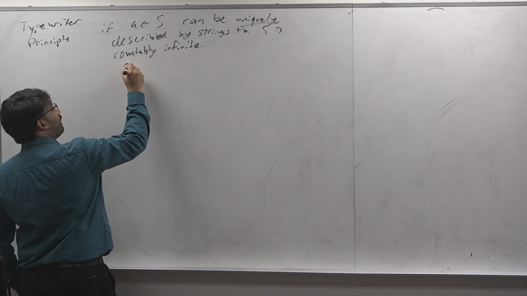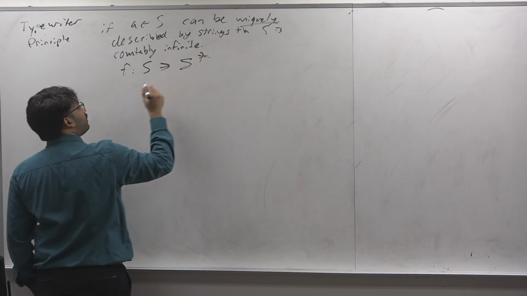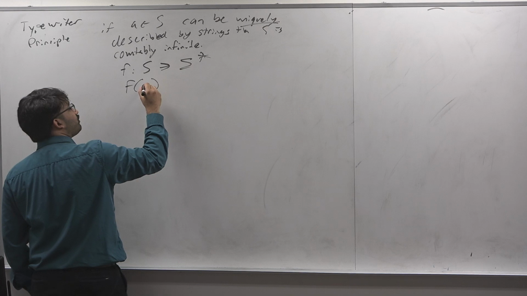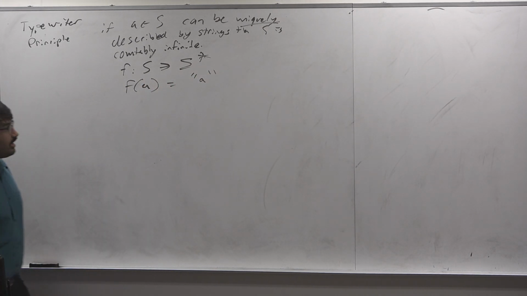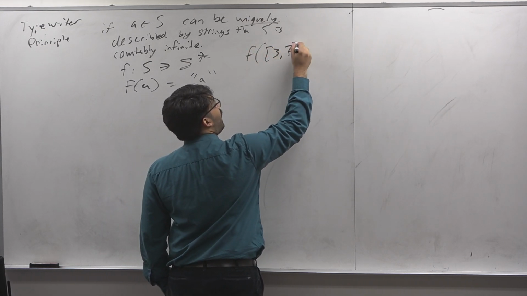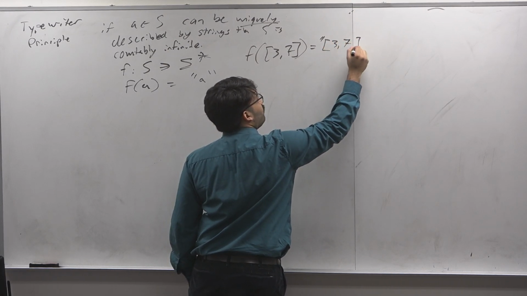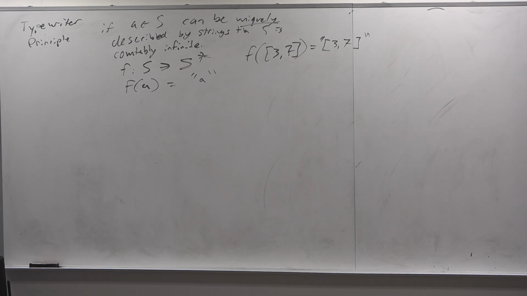Proof, consider a function F from S to sigma star, such that F is the to-string function. For example, F of the previous sequences would map to a sequence of symbols that encode that sequence. Brackets, commas, everything, right? I claim that F is an injection. Why is F an injection?